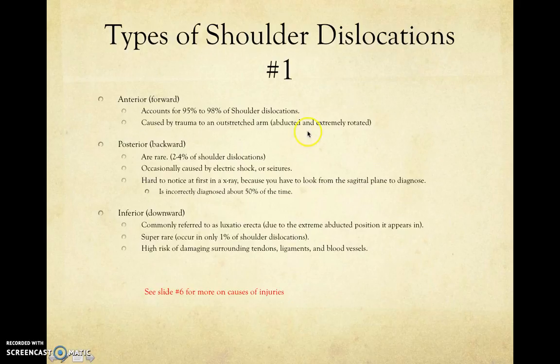Alright, so types of shoulder dislocations. There are three kinds. There is the anterior, which means forward, there's posterior, which means backwards, and inferior, which means downwards dislocations. So the anterior or forward dislocation accounts for 95 to 98% of all shoulder dislocations. It is caused by trauma to an outstretched arm, which could mean if I was going in for a tackle in one of my rugby games, if I hit someone with my arm in an incorrect position, it could pop out.